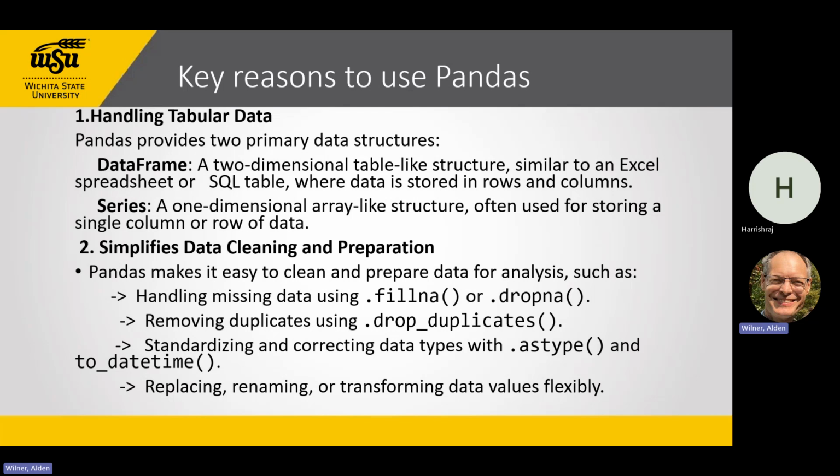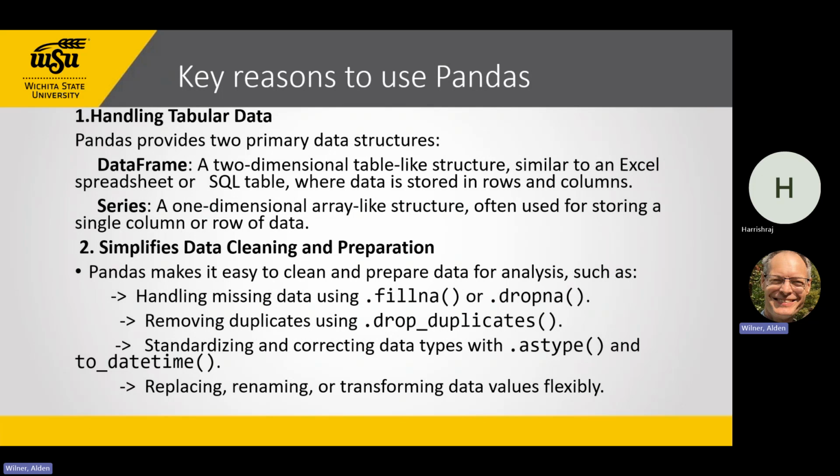A data frame is a two-dimensional structure similar to an Excel spreadsheet, where the data is stored in rows and columns. A series is a one-dimensional array-like structure. In fact, a series is a column in a data frame. You go find the Pandas documentation, it's buried down in there, one object nested in another. So we use this for storing a single column of data, or we can think of it as a row, depending on how we're treating it. But generally, we think of a series as a column.